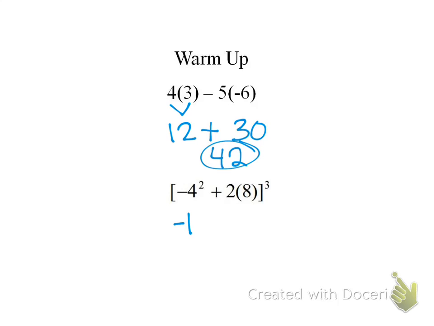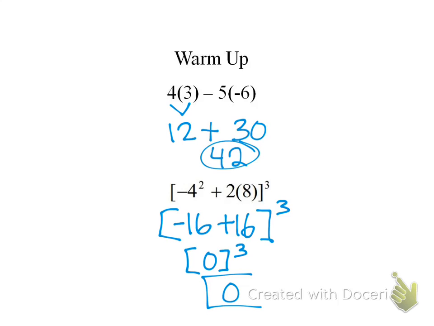Negative 16. Great. Plus 16 to the third power. You get 0. 0 to the third power is 0. Wonderful. What are your questions on this one?